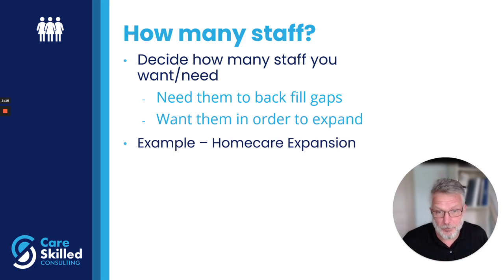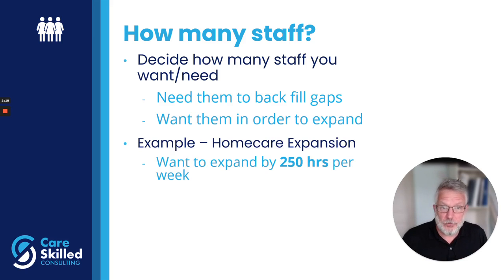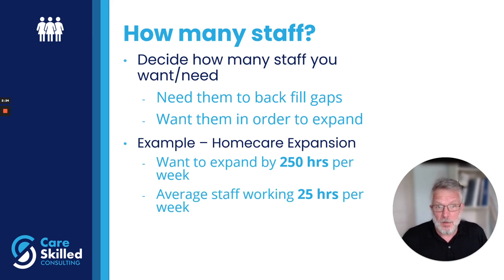Let's take home care as an example for home care expansion. We want to expand by 250 hours per week. So that's the target, is expand by 250 hours per week. Average staff working 25 hours per week. So that's a mix between some full-timers and part-timers. So you work out what the average is, and we've chosen 25 hours being the average amount that a staff member works for this example. 250 divided by 25 is 10. So if you want to increase your weekly hours, say from 500 hours a week to 750 hours a week, or from 750 hours a week to 1,000 hours a week, then you need 10 extra staff. So now we've created how many staff that we need for that example.